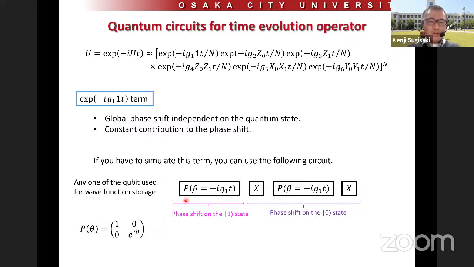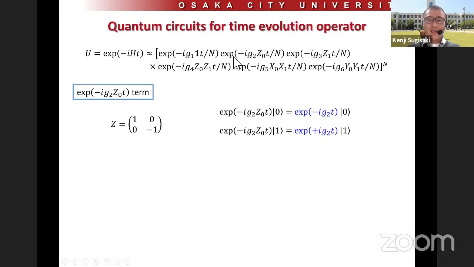First perform the phase shift on this one state, and then perform Pauli X to change the one state to the 0 state and the 0 state to the 1 state, and then perform another phase shift J, and then apply another Pauli X to recover the original state. So applying this function, we can simulate this global phase shift.